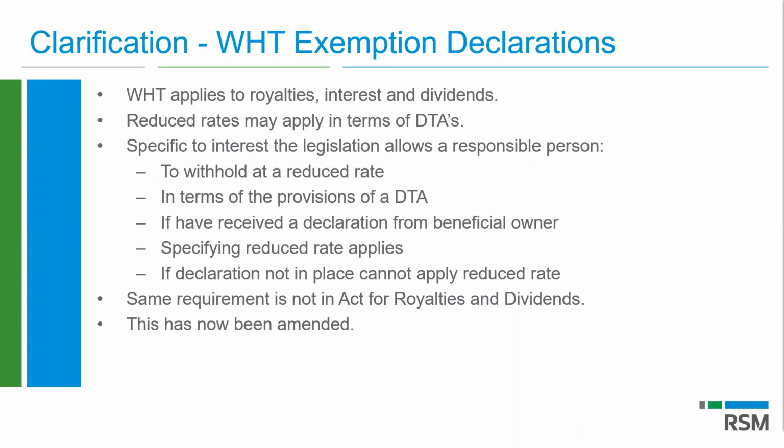So specific to interest, as it stands now, the legislation allows a responsible person to withhold at a reduced rate in terms of the provisions of a double taxation agreement if you have received a declaration from the beneficial owner that specifies that the reduced rate applies. And if you don't have such a declaration, you are actually not allowed to apply the reduced rate. You have to apply the standard rate.